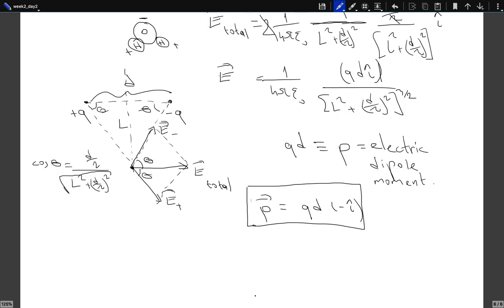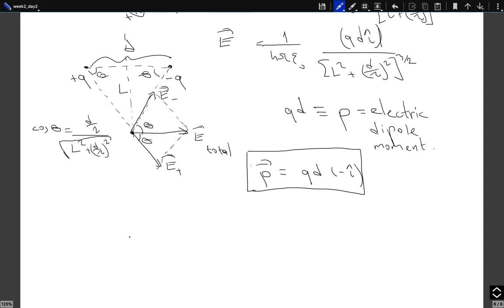Now, if I put an electric dipole in a uniform electric field, what will be the force that the dipole will feel? Suppose I have a dipole. This is minus q, this is plus q, this is the electric dipole vector. I put it in some uniform electric field, meaning that the electric field is the same everywhere. What will be the force it will feel?